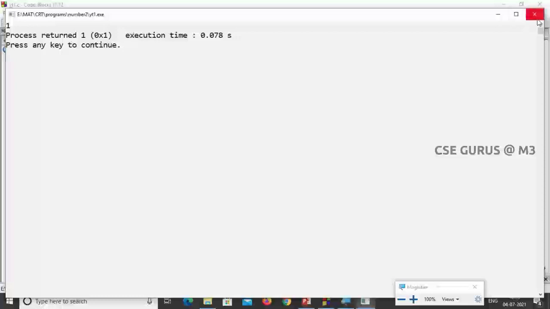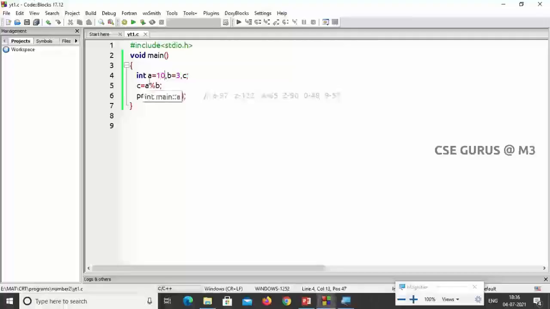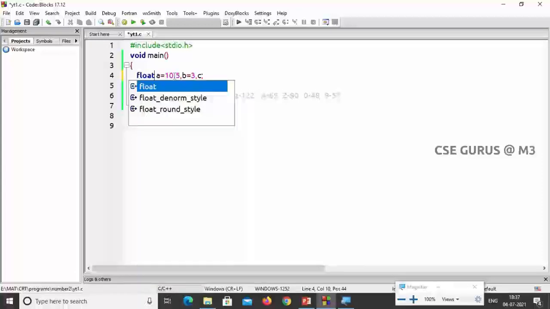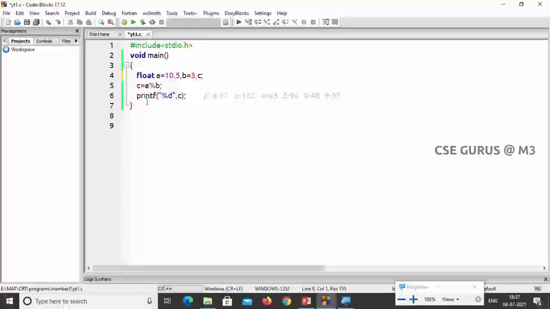Yeah, 1. Okay. Now the thing is, what if I write 10.5? A equals 10.5. Of course it should be float, so I'll take it as float. If I take 10.5, B is 3. Okay, C I have taken. So C equals A percentile B. Can you guess what will be the output? Will you get 1.5 as output? We'll see. You can see it is an error.